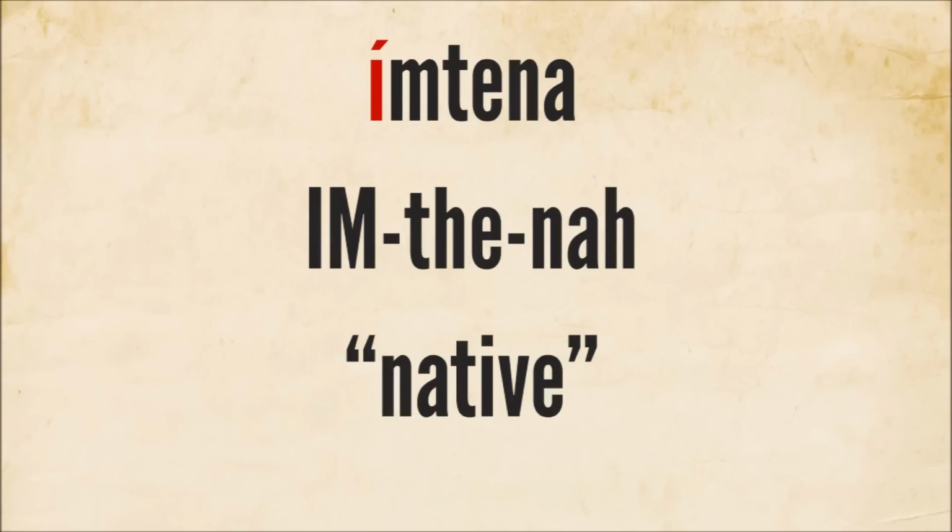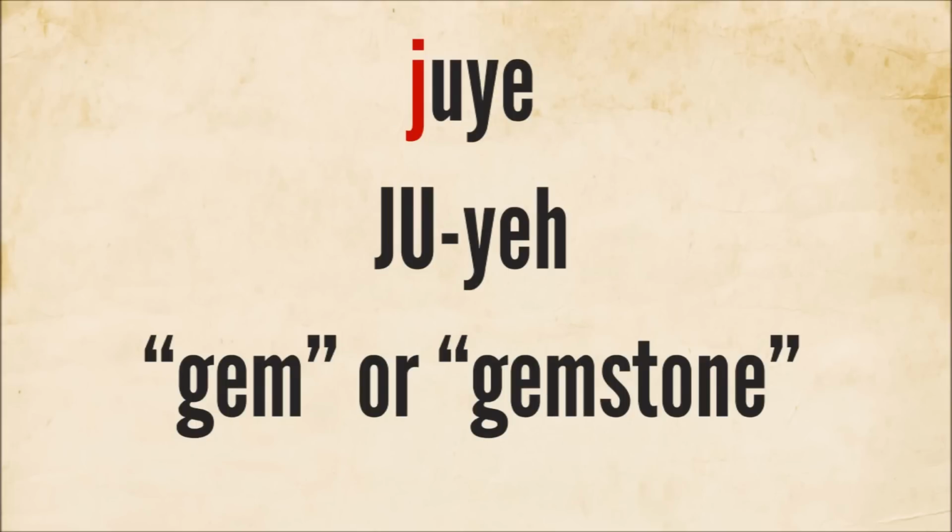Okay, the next letter we have is an I, which is represented in the word intena, which means native, someone or something that is native to a certain place. The next phoneme we have is a J sound, as represented in the word juye, which means gem.